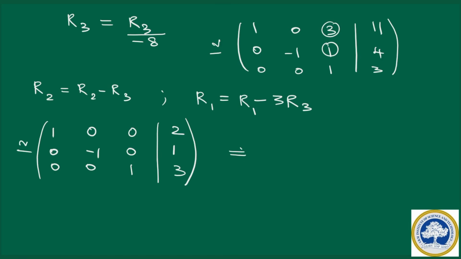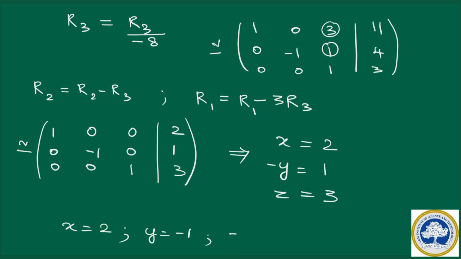So why do we need to convert it into a diagonal matrix? It gives you directly the values of x, y and z, so there is no need to go for the back substitution method. So directly x equals 2, y equals minus 1 and z equals 3. We again convert it into a system of equations so that we get the values directly. Finally we can write x equal to 2, y equal to minus 1 and z equal to 3.